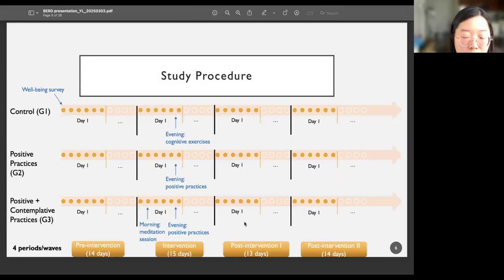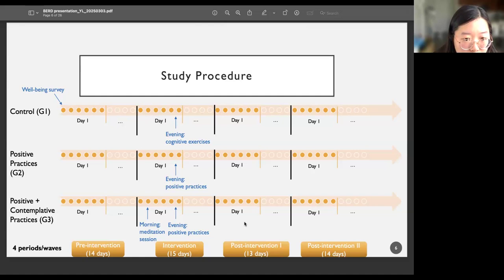So this is the more detailed introduction of the study procedure. As mentioned before, we have 3 groups, control, intervention 1 and 2. The only difference between these 3 groups is that the control group, each day in the evening, only receives some cognitive exercises. But the intervention groups receive positive practices, or both positive and meditation practices. This study consists of 4 periods: pre-intervention, intervention, post-intervention 1, and post-intervention 2. Each period spans approximately 2 weeks.